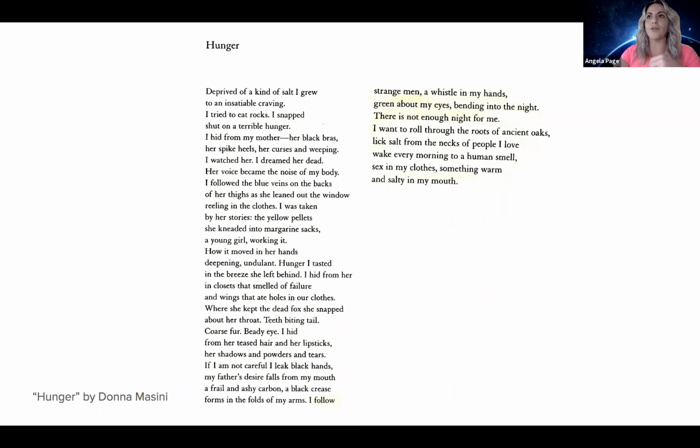It's really great imagery. She has a lot of other really great images here. The things that make her mother, the black bras, the spiked heels, the curses and the weeping, and then leaning out the window, reeling in the clothes, the yellow pellets she kneaded into margarine sacks, which was probably some kind of work that the mother did as a child, but is probably so old now we don't necessarily remember what that is.